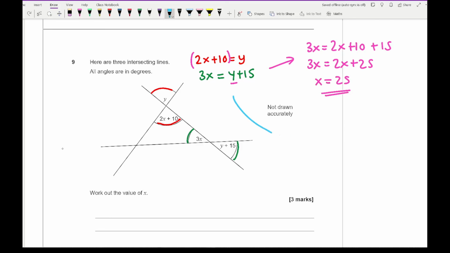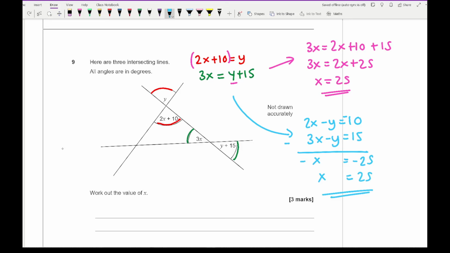Another way of working this out is rearranging the equation so I've got x's on one side and constants on the other. So I've got 3x minus y equals 15. And then you can go on to solve it in any way that you want. Here I'm going to be taking away the two equations. By doing that, I end up with minus x equals, and one of them should be minus, that should be minus 10. So that's going to be minus 25, or minus x equals minus 25, in which I still get the same answer of x equals 25. So any which way you do it, as long as you're getting 25 and you're showing working out, it's all good.